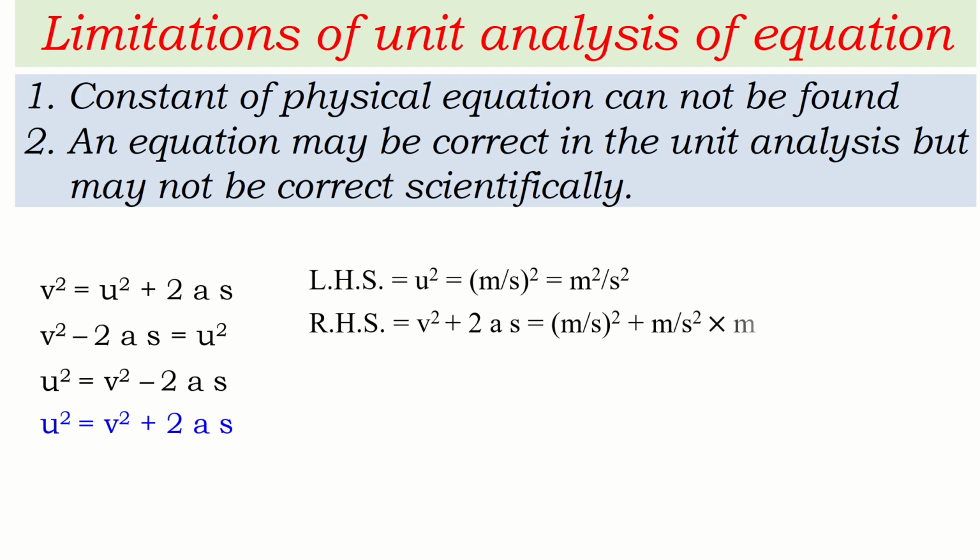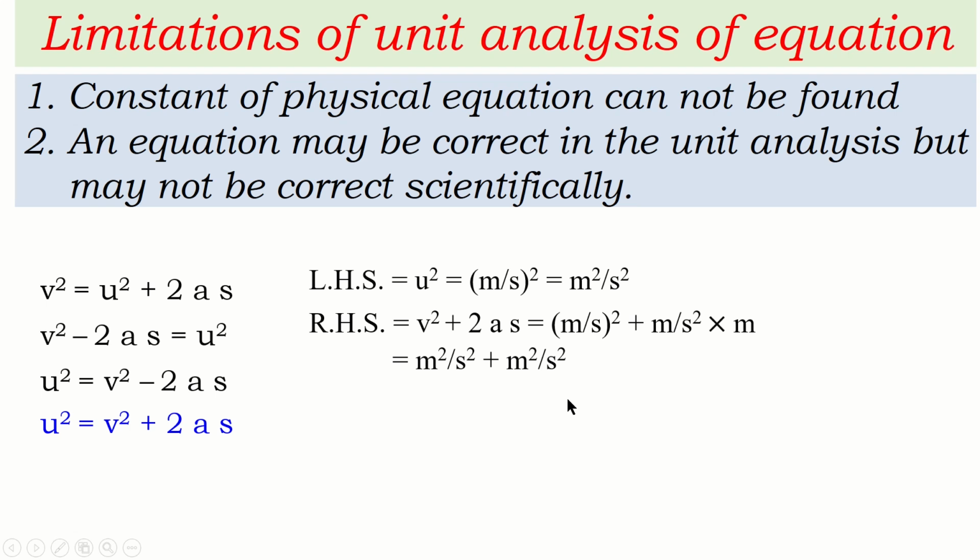And in the right hand side, v square plus 2as. V square means meter per second whole square. Plus 2 is constant, that's why not taken. Meter per second square is the unit of acceleration and s is displacement, its unit is meter. And now we'll get meter square by second square as a result of this square. Here in numerator, meter into meter is meter square, and in denominator second square.